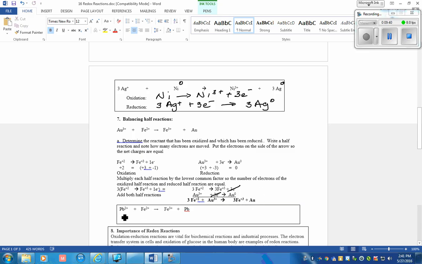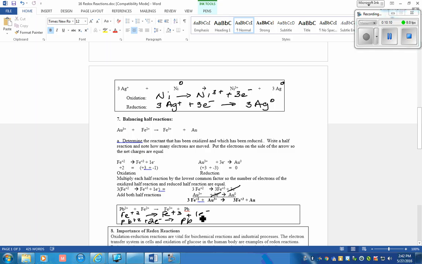In this case, our oxidation reaction will be Fe plus 2 goes to Fe plus 3 with 1 electron lost, while lead plus 2 will gain 2 electrons to become elemental lead.